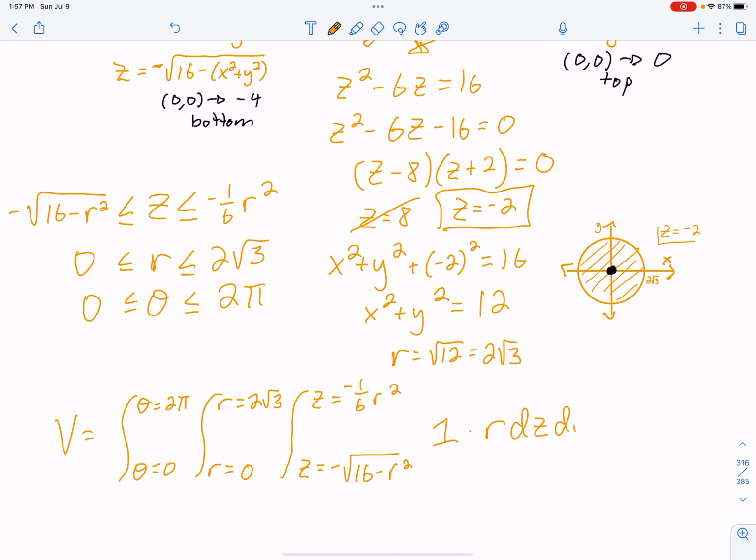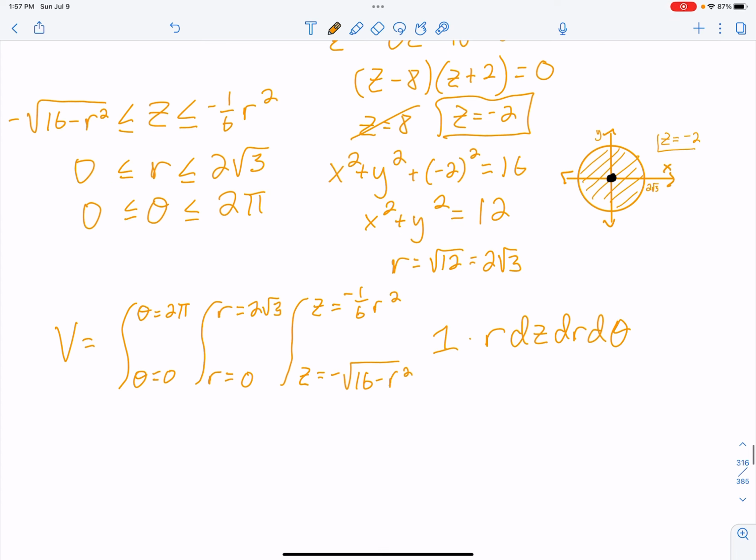dz, dr, d theta. If you would like an answer to this to work out, I'm not going to work it out. It's a pretty straightforward integral. It's just like polar, except for the z component, which is very easy to do, so you just introduce a z and plug them in. If I work this out, the volume here is going to be 76 over 3 pi.